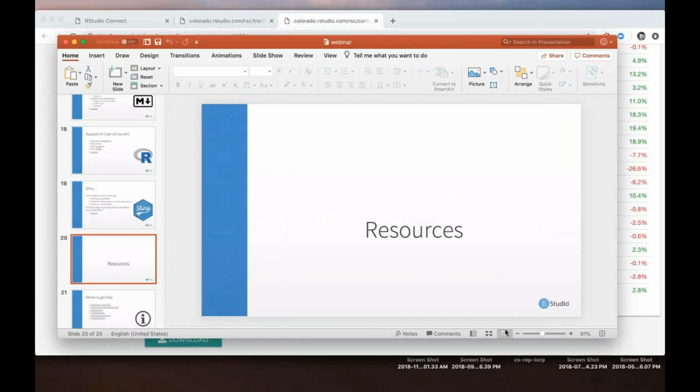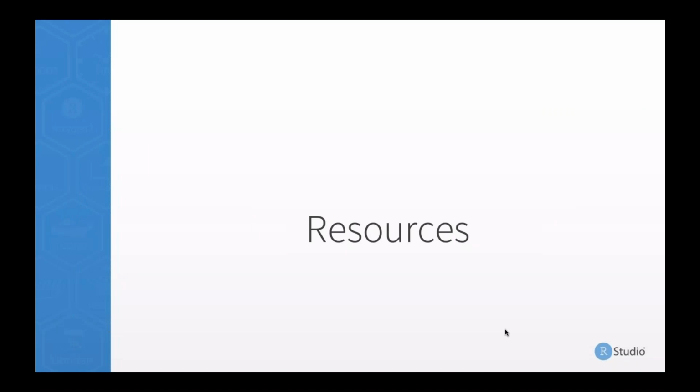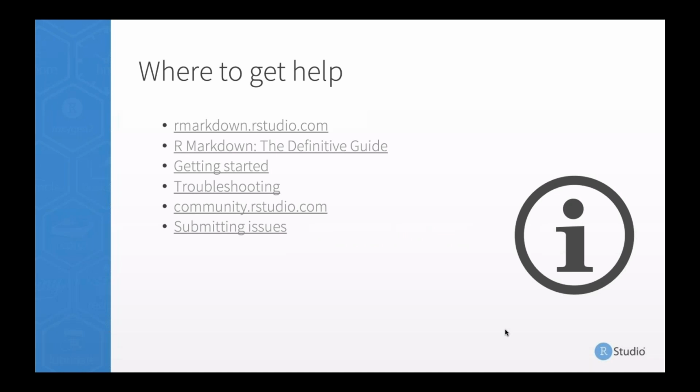All right, so let's talk about resources. What resources are available? The first place to go to get help would probably be rmarkdown.rstudio.com. That's our website about R Markdown. There's also a new book that's out called R Markdown: The Definitive Guide. It gives you information about all of the output types and everything that you'd want to know about R Markdown.